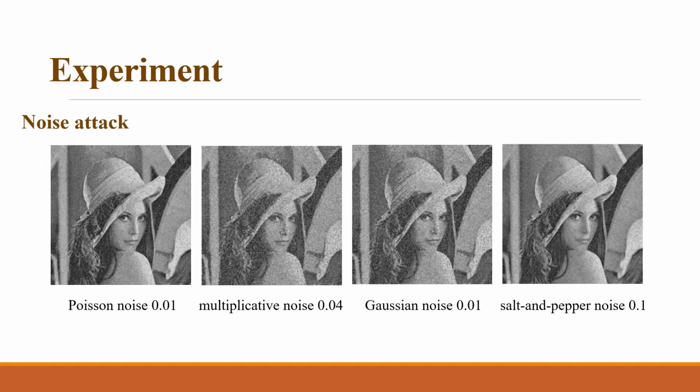They are Poisson noise with variance 0.01, multiplicative noise with variance 0.04, Gaussian noise with variance 0.01, and salt and pepper noise with variance 0.1. It can be seen from the 4 images that after adding different degrees of noise, there is still a good decryption effect, even if there are errors in the values of some pixel points.